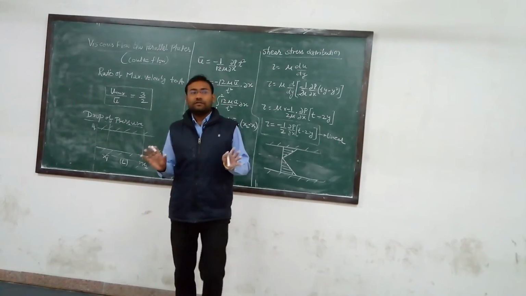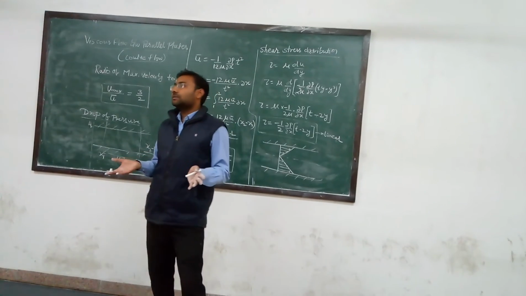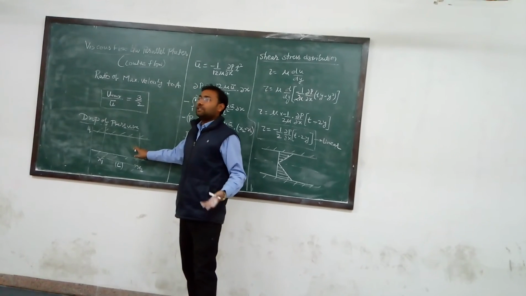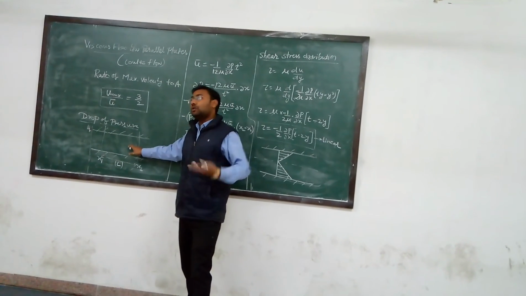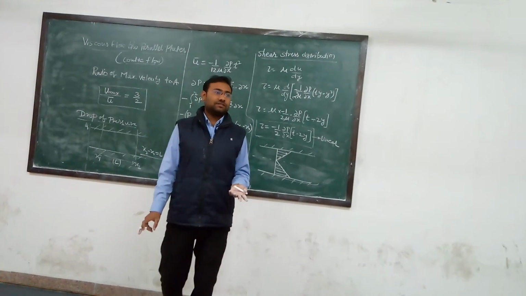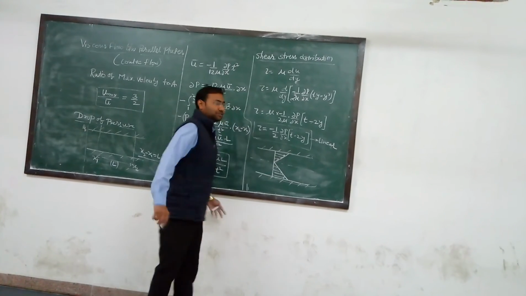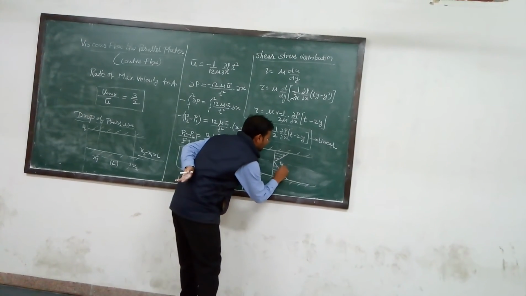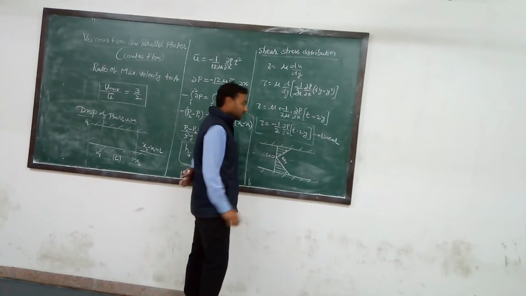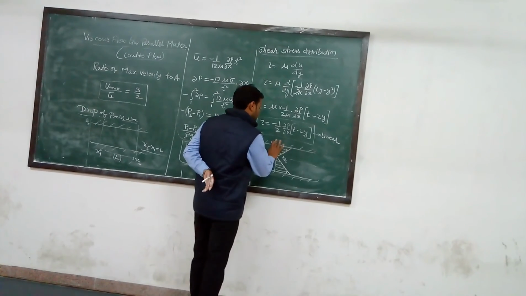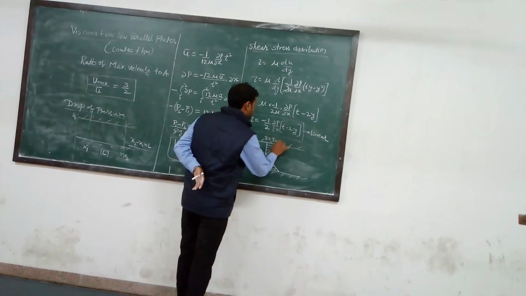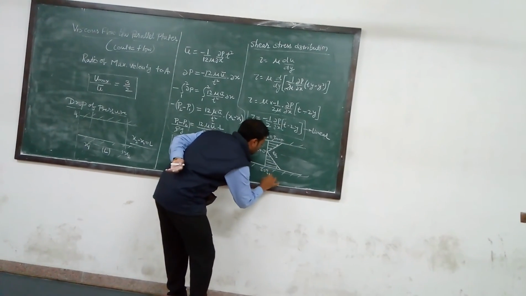It is very clear with the general understanding: the more resistance will be at the surface, maximum resistance at the surface and minimum at the center. That's why the shear stress is 0 at the center, and the shear stress is maximum at the surface. So this will be the shear stress distribution. At T by 2, tau is equal to 0, and at this point tau is equal to tau max.